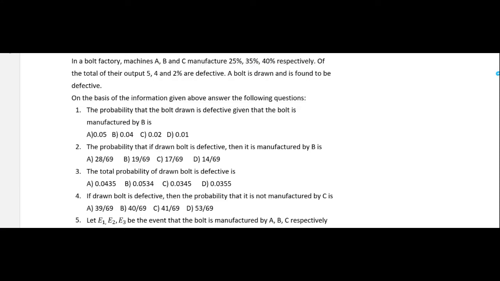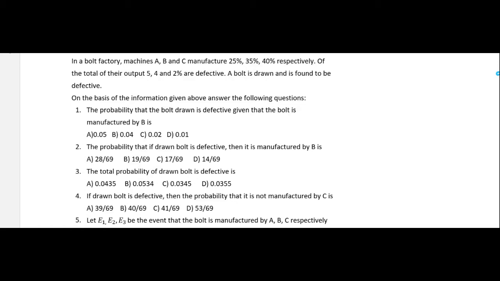Now let us look into another case study type of question. This problem relates to probability. In a bolt factory, machines A, B and C manufacture 25%, 35%, 40% respectively. Of the total of their outputs, 5, 4 and 2% are defective. A bolt is drawn and is found to be defective. On the basis of the information given above, answer the following questions.